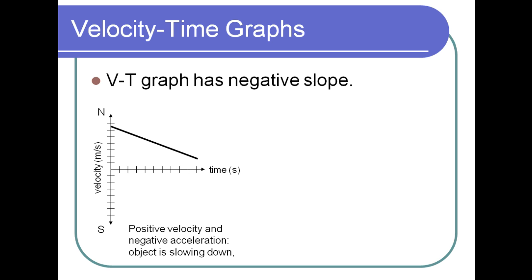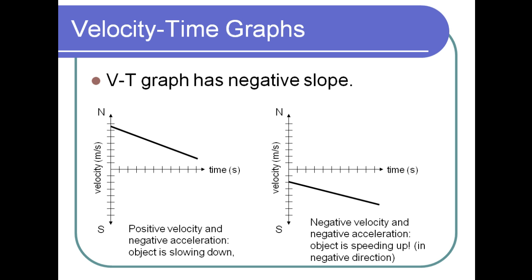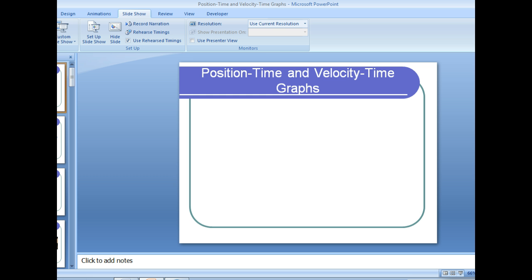So we'll show these graphs. Here's a negative slope. We have a positive velocity because it's above the zero line there, and a negative acceleration. So this object is slowing down as a function of time. Now we have a negative velocity and a negative acceleration, so it's just moving in a direction away from the origin, so it is actually speeding up. And that is the end of our position versus time graph and velocity versus time graph.